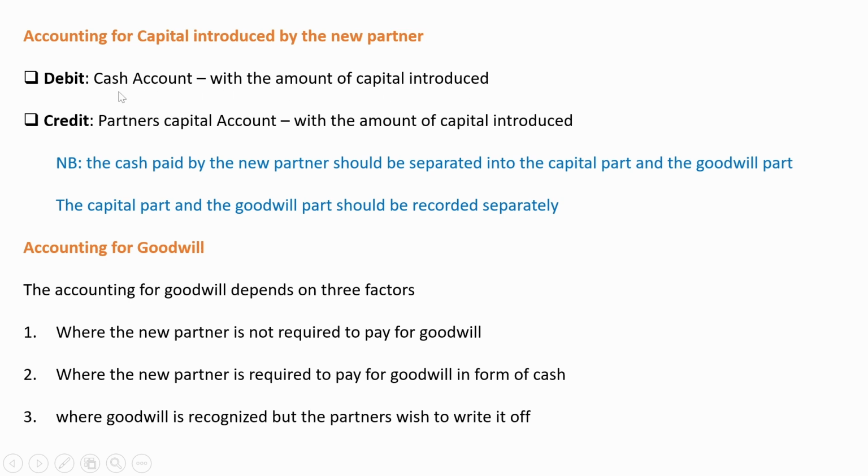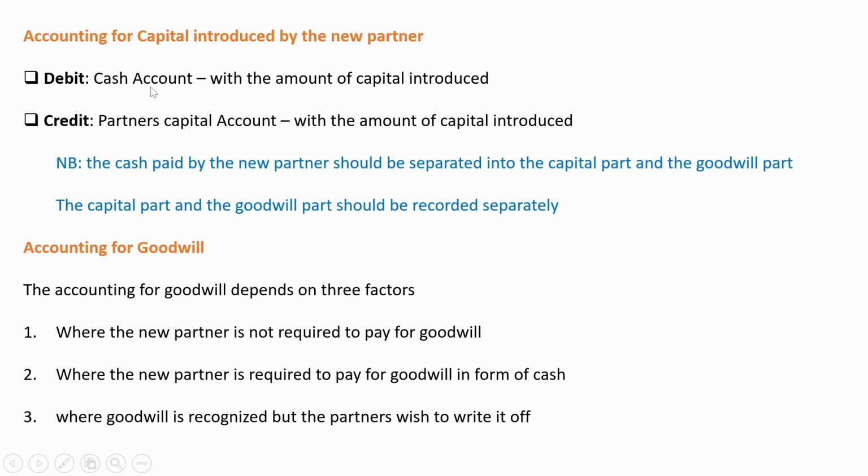So keep in mind, we only debit cash account if the capital is introduced in form of cash. It can also be a bank account. If capital is introduced in form of asset, then instead of debiting cash account, we are supposed to debit the asset account. For example, a partner can bring a personal motor vehicle into the partnership business. So that motor vehicle will be used by the business for business activities. It will be counted as capital to the partner who has introduced it. So in such a case, we would debit motor vehicle account.